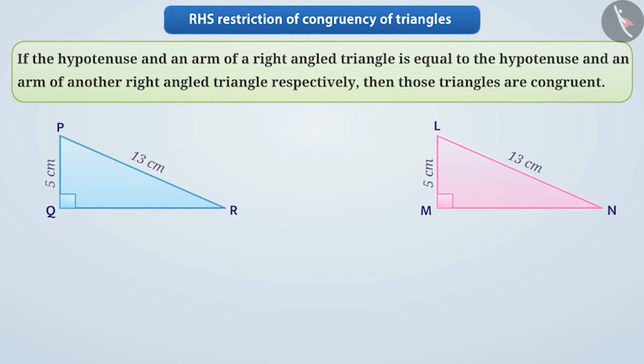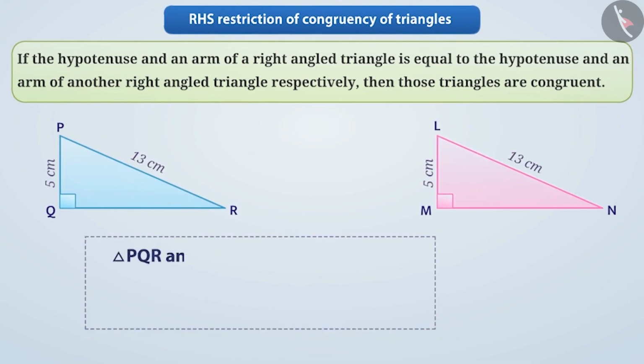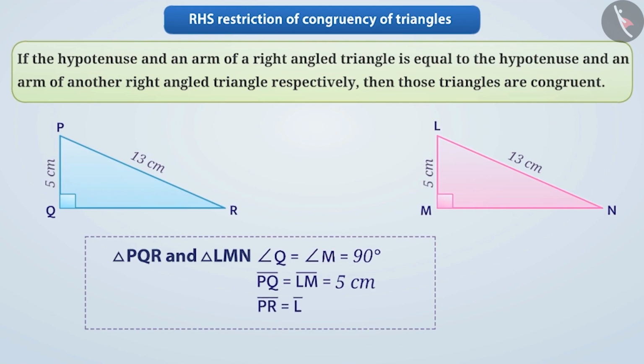For example, here are two right-angled triangles, triangle PQR and triangle LMN, with angle Q equal to angle M equal to 90 degrees. The side PQ is equal to LM is equal to 5 cm and the hypotenuse PR is equal to LN is equal to 13 cm.